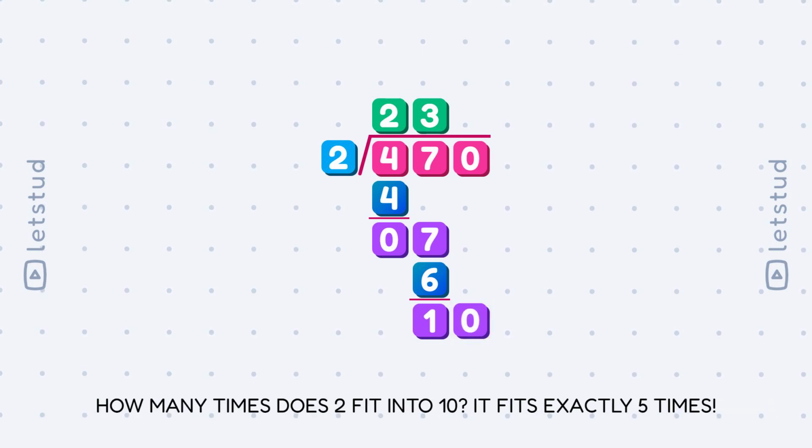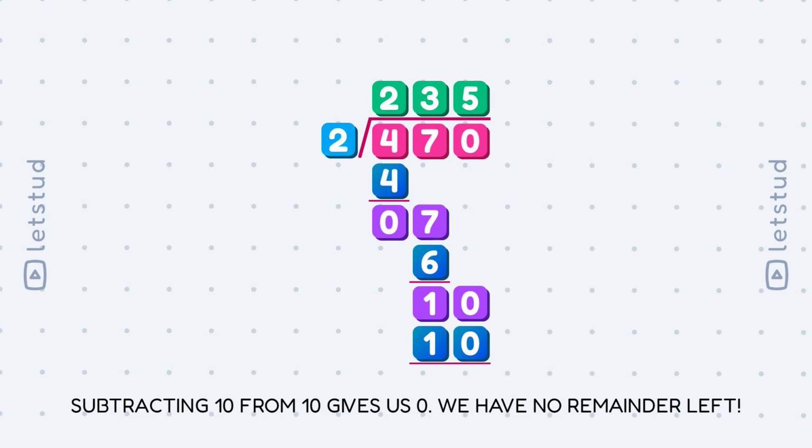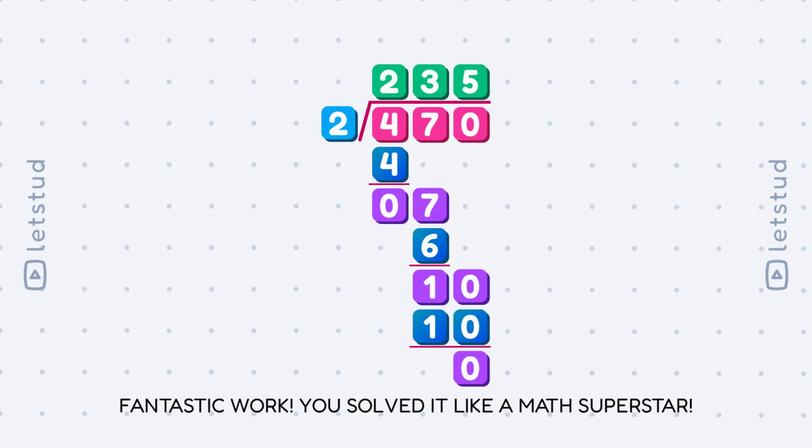How many times does 2 fit into 10? It fits exactly 5 times. Let's check our multiplication. 5 times 2 equals 10. Subtracting 10 from 10 gives us 0. We have no remainder left. Fantastic work, you solved it like a math superstar.